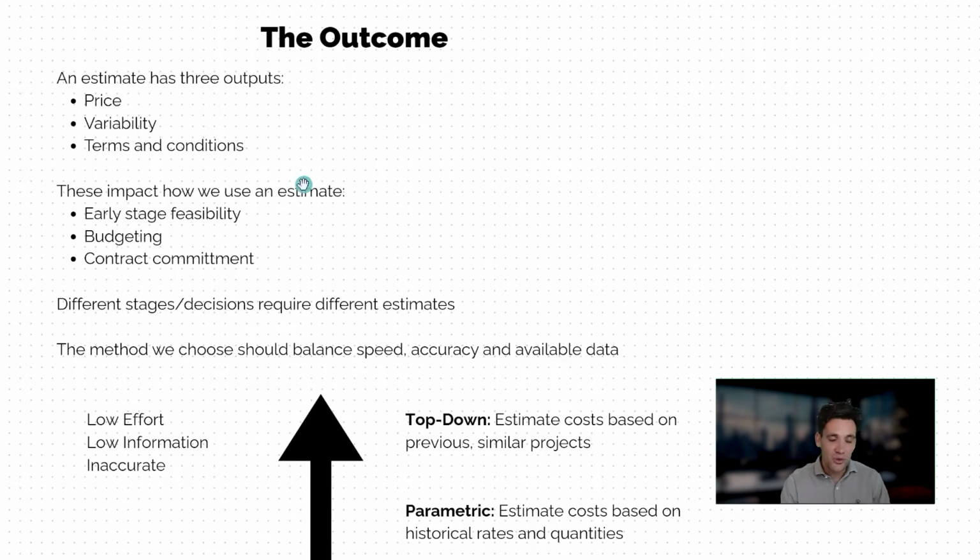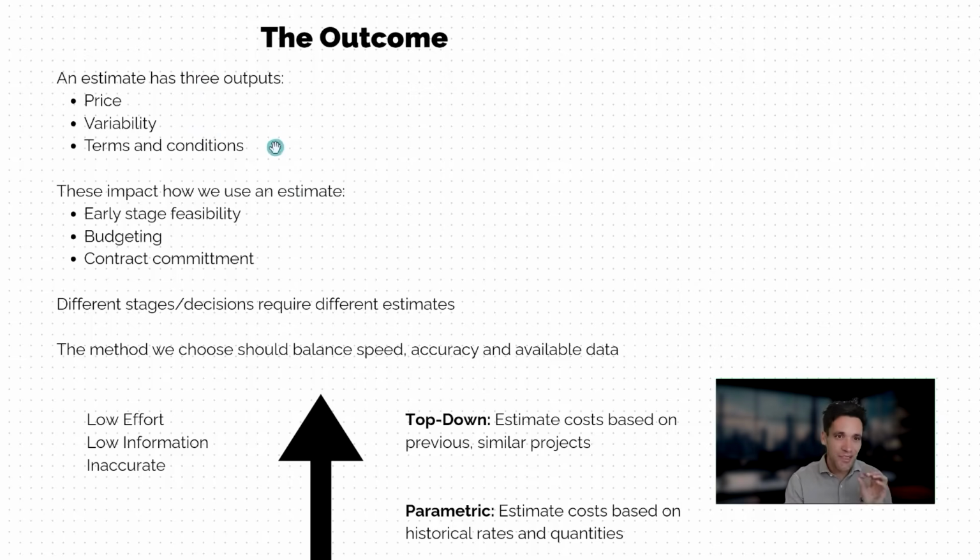Now, these 3 elements combine to determine how we use an estimate. Early stage feasibility will calculate a price, but it will have a lot of variability and loosely defined terms and conditions. When we're talking about a contract commitment, we've got a fixed price. We want a small amount of variability because we've probably only got a 10% margin on that.